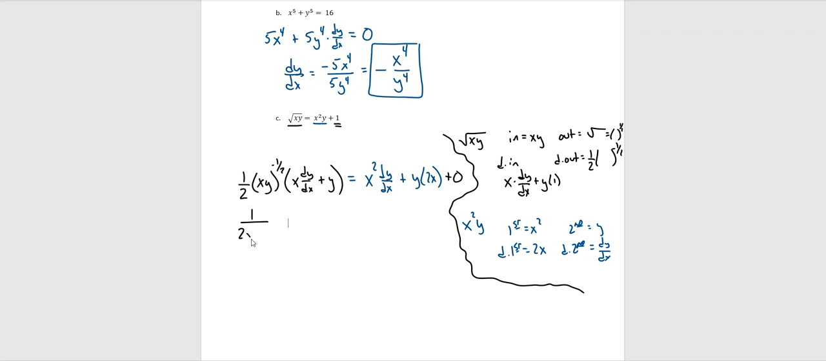1 over 2 square root of xy times x dy dx plus 1 over 2 square root of xy times y equals x squared dy dx plus 2xy. All right, so I distributed my derivative of the outside, leave the inside alone, to each part of the derivative of the inside. Now everything that has dy dx, I'm going to take to the left.